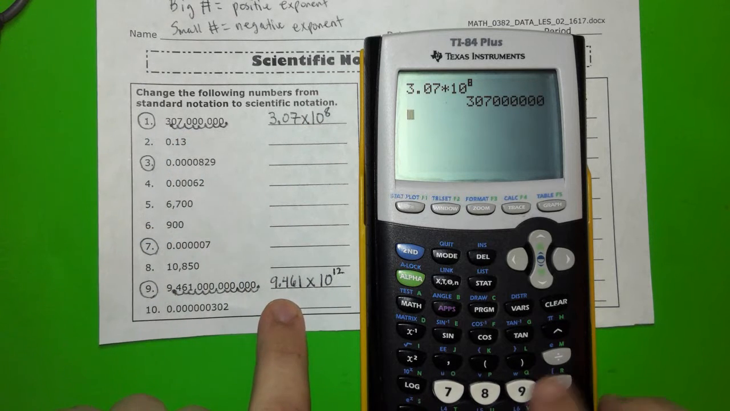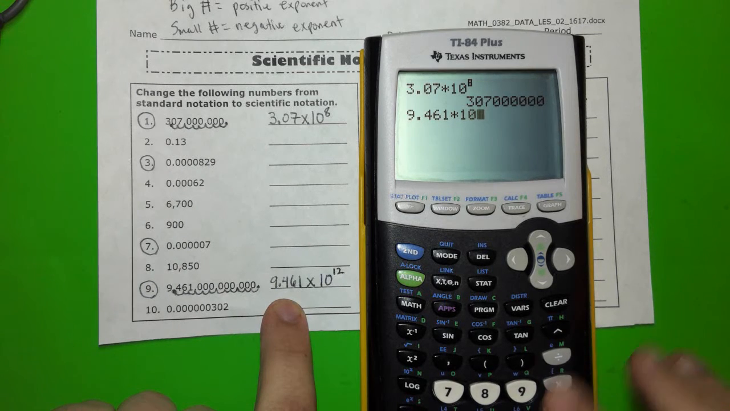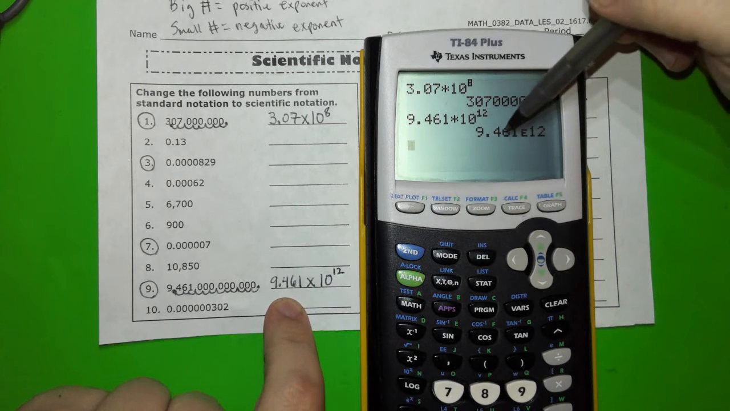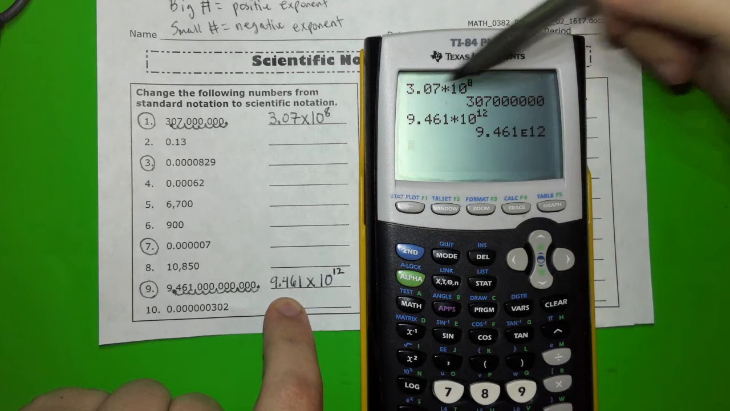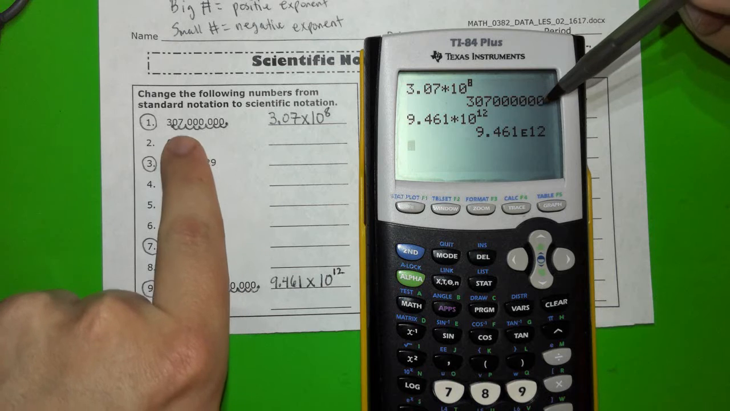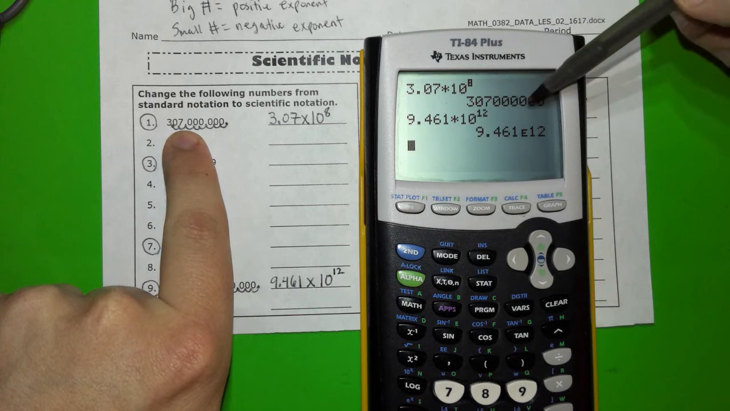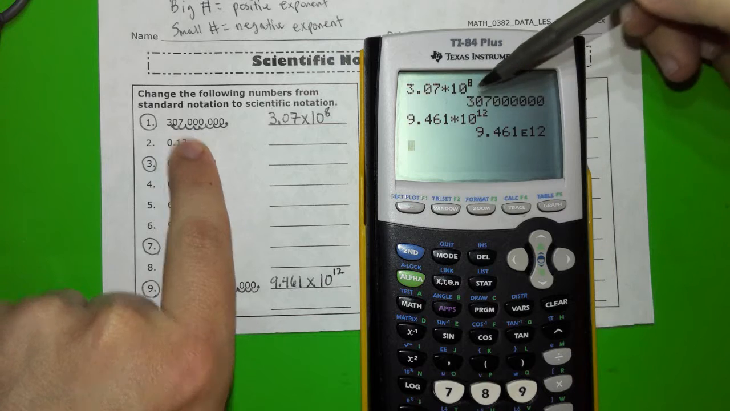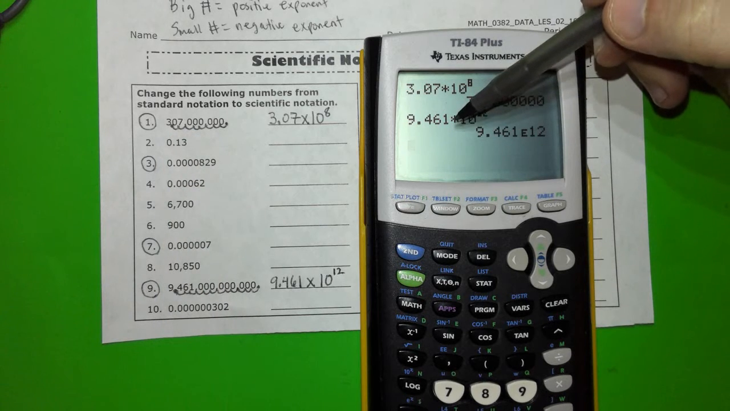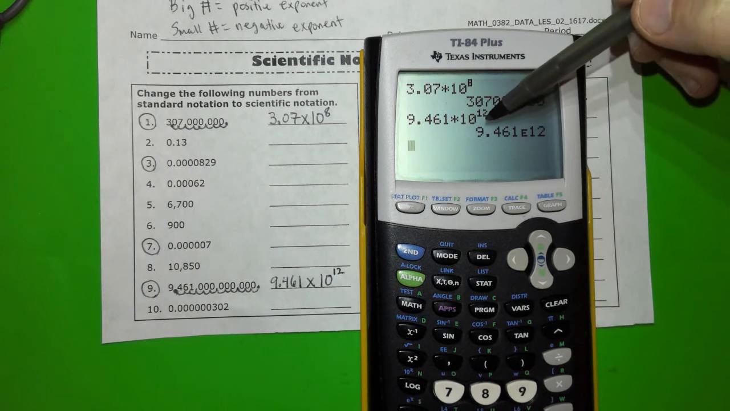Okay, we can also check this one, 9.461 times 10 to the 12th power. Okay, and now look what happens here. If you notice in this first one, we got the exact answer that we saw. But you see how big this number is. It's a pretty big number. It fills up over half the calculator. This is a really, really big number, right?